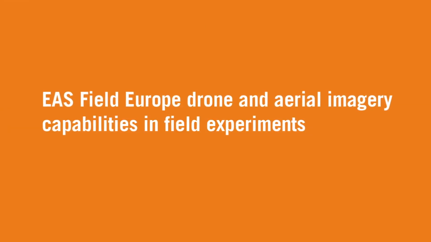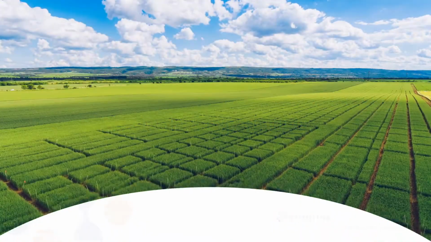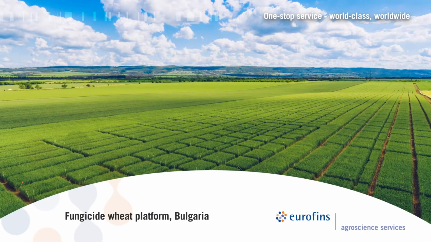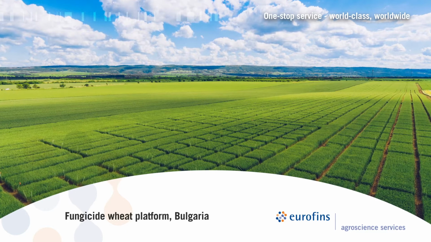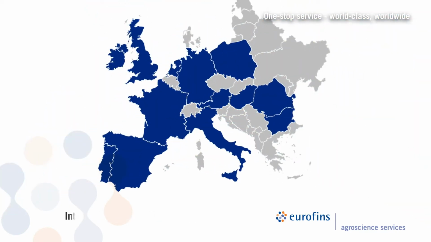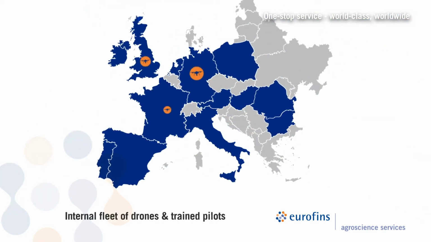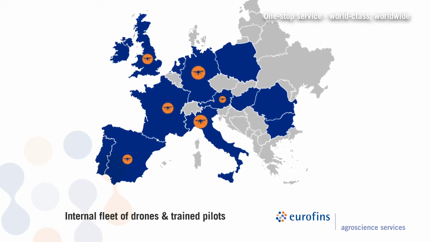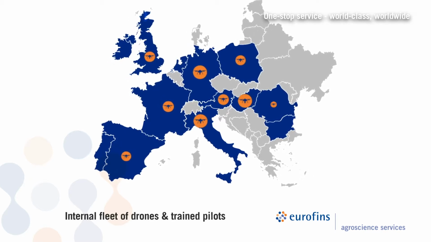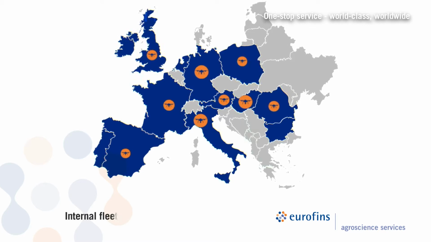EAS field teams are using drone and aerial imagery to support your field experiments. Here is an overview of our capabilities. EAS Group has a fleet of drones and trained pilots ready to assess your field experiments. This can lead to multiple benefits.